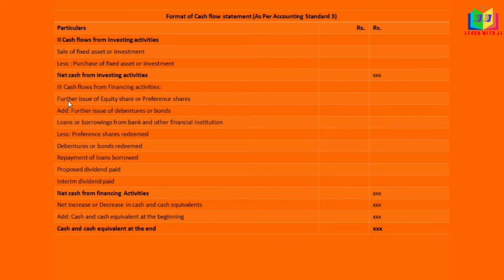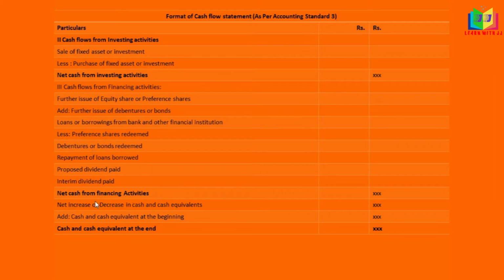Here we have to take the further issue of equity shares or preference shares, and with that we have to add the further issue of debentures or bonds, and loan borrowed is to be added. We have to subtract the preference shares redeemed, debentures and bonds redeemed, and repayment of any loan, and proposed dividend payment and interim dividend payment we have to subtract. And we will arrive at the net cash from financing activities.